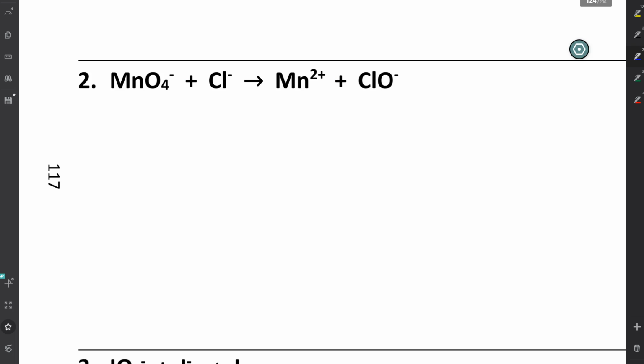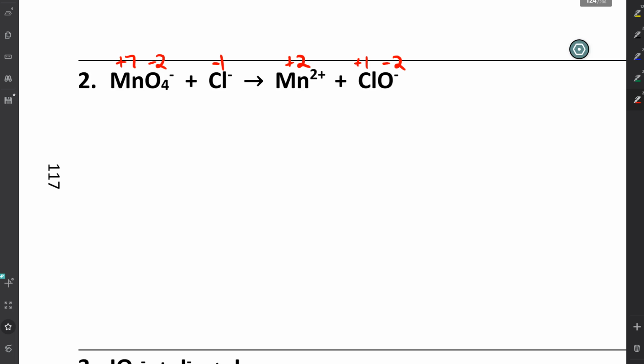Since this concept is more complicated than anything we've talked about this unit, I want to take the time to go over another practice problem. So I'm looking at question number 2, the reaction between the permanganate and chloride ion to produce manganese 2 plus ions and the hypochlorite ion. First thing we want to do is assign oxidation states across the board. Pause the video, see if you can get the oxidation states. Check your work against mine.